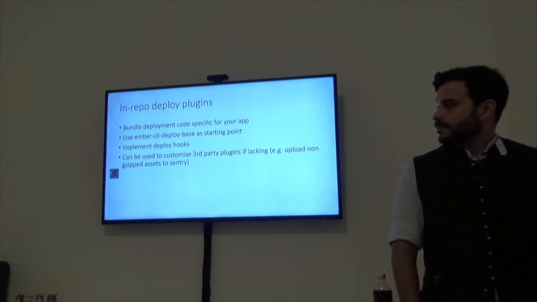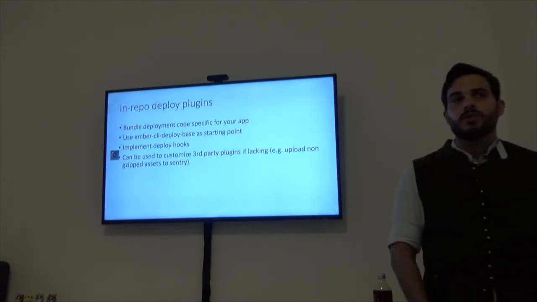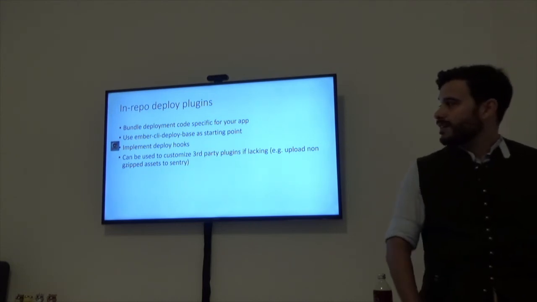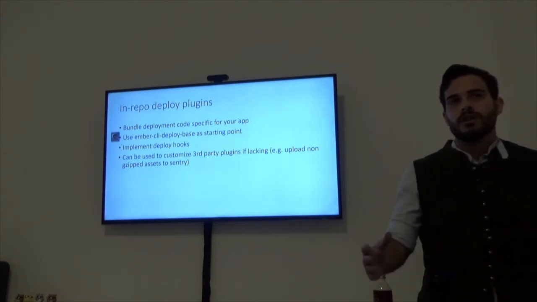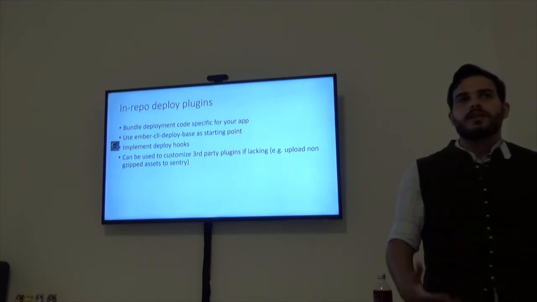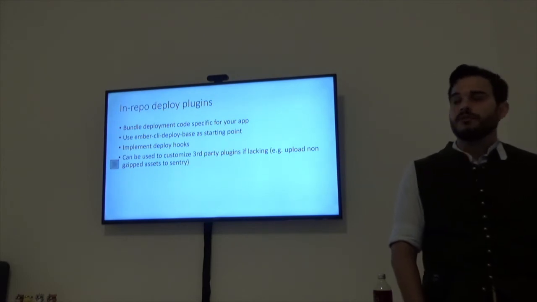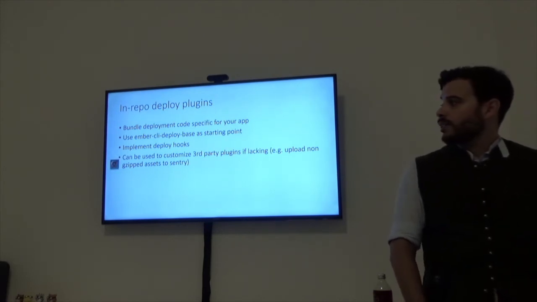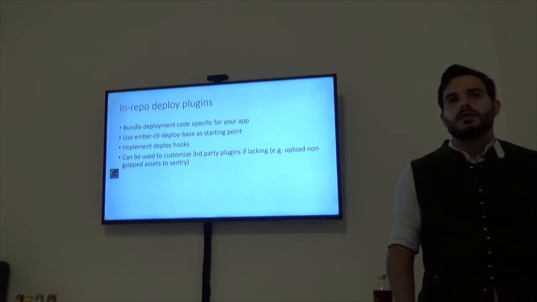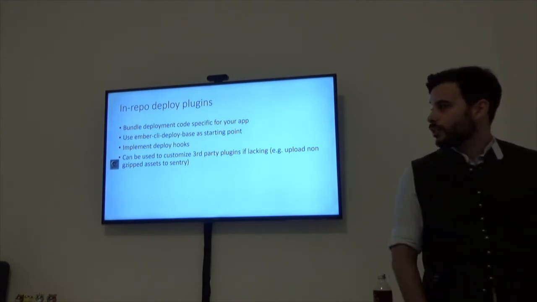The only thing that you need to remember there, and that goes for every ember-cli-deploy plugin, is that you should be using the ember-cli-deploy base plugin as a starting point, just because it gives you a nice way to interact with the configuration that users have put into config/deploy.js. And then what you need to do is just implement the respective deployment hooks that you want to use and execute functions in these hooks.